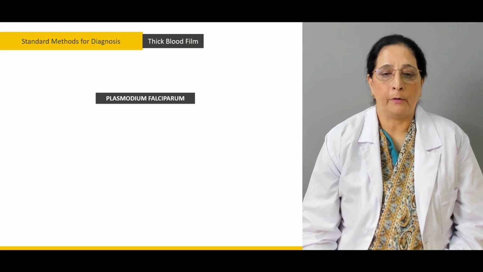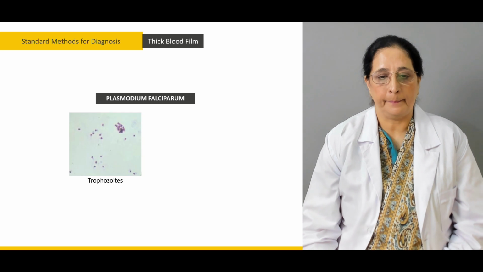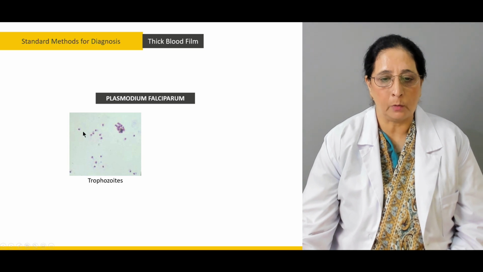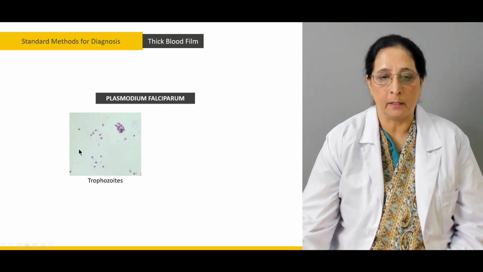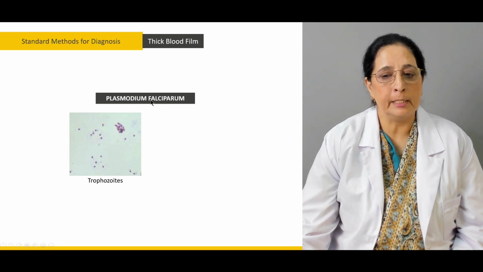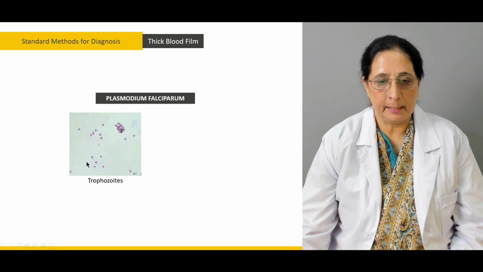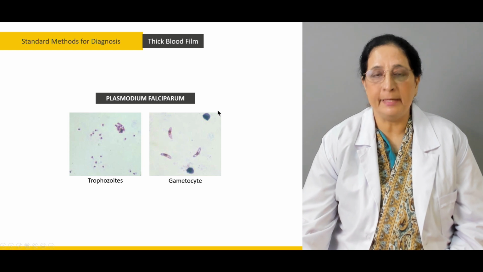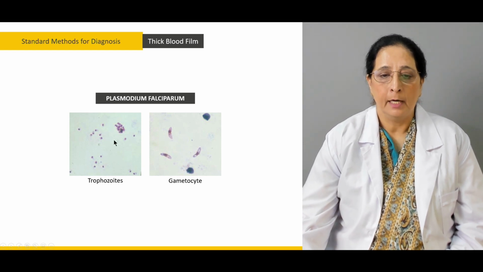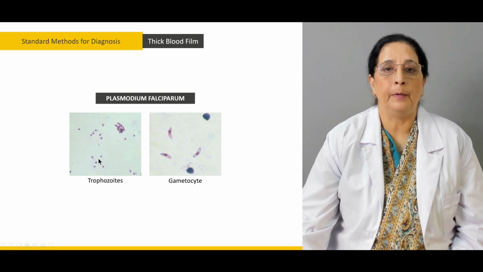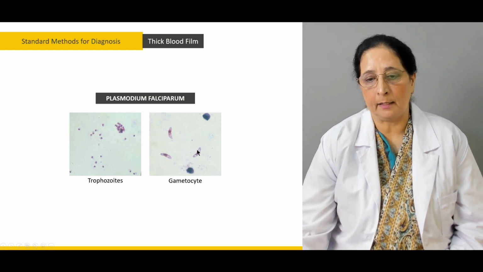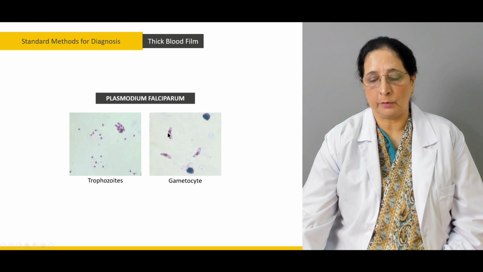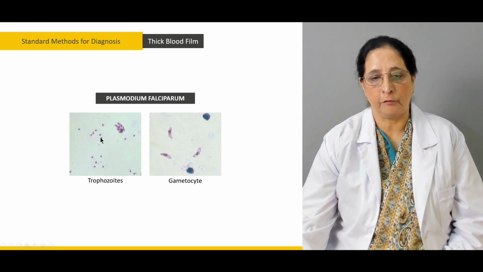Thick blood film of plasmodium falciparum. You see this is the thick blood film, and that's how the trophozoites of plasmodium falciparum appear. These are the trophozoites. Then we have the gametocytes. So in the thick blood smear, we see the trophozoites of plasmodium falciparum, and these are the gametocytes of the plasmodium falciparum. So, gametocytes and trophozoites.